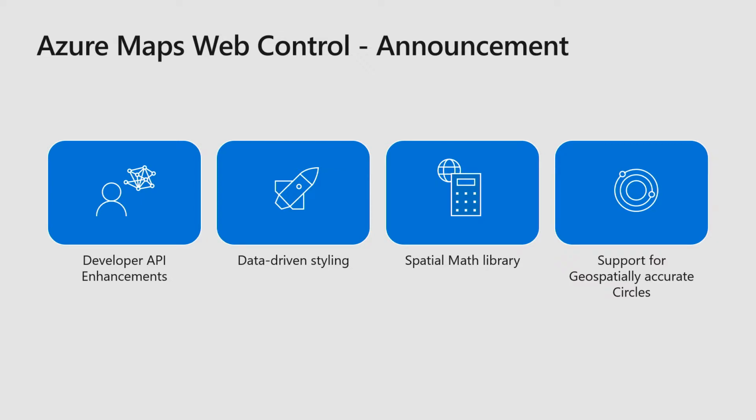So rather than looping over the data once to style it and then looping over again to render it, we do it all in line in one step. So now it's half the loop, so we can render a lot more data. We added a spatial math library.